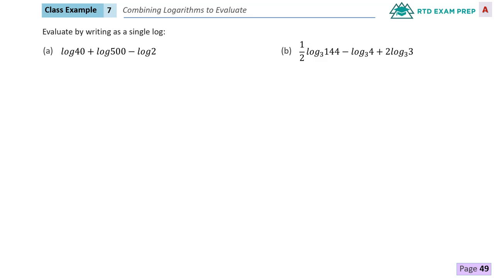Here are two examples in which we'll combine terms into a single logarithmic term before evaluating. On the left we see log 40 plus log 500 minus log 2. The fact that the bases aren't written means that they are base 10. Since they're all the same base, we can combine these terms.